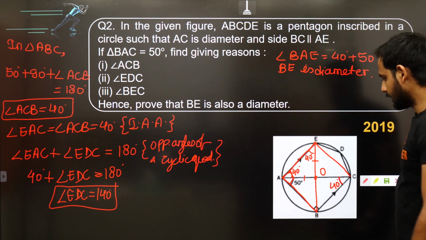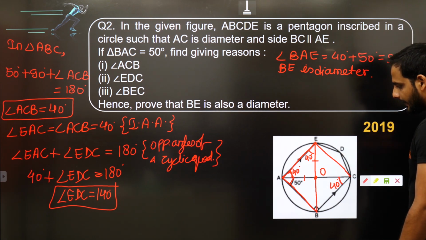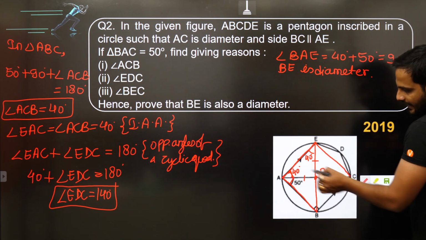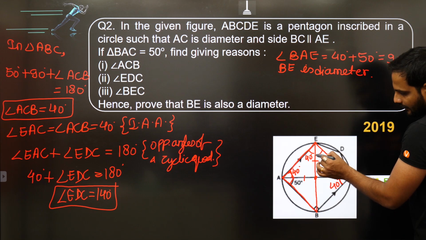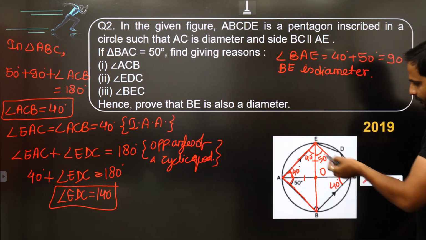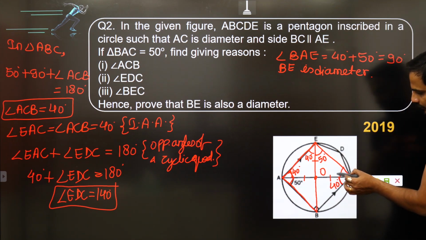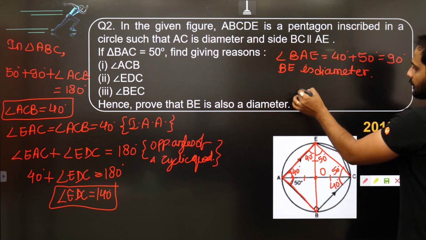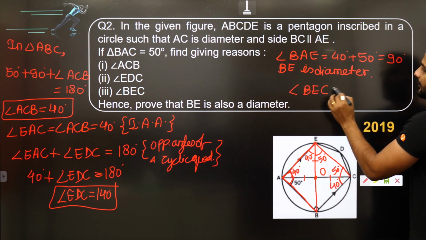ठीक है? Clear? Then I can say one more thing, that AC is a diameter, so the angle at the semicircle should be 90 degrees. So this whole angle should be 90 degrees, and the remaining angle will be 50, so that 40 plus 50 will be 90 degrees. And OE should be equal to OC, so this angle will also be 50 degrees. Chalo, so you have got angle BEC is equal to 50 degrees.